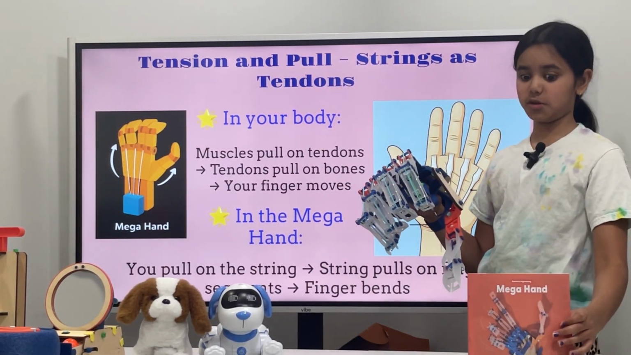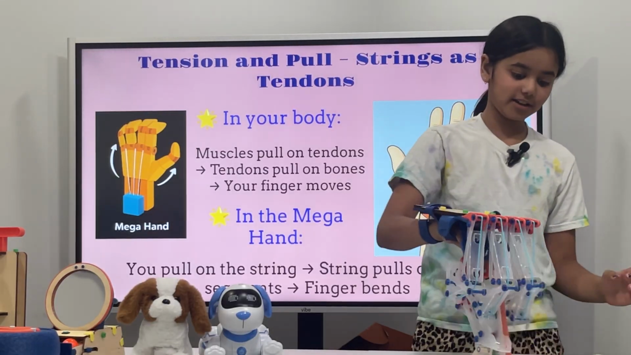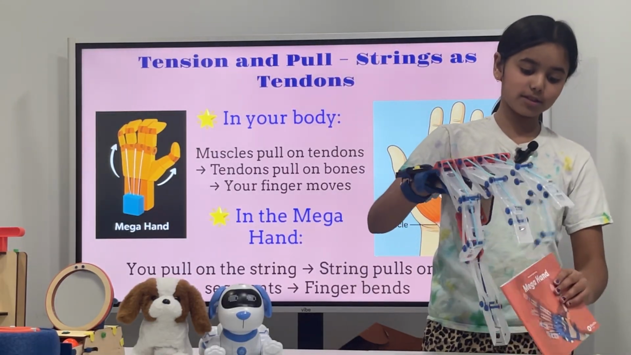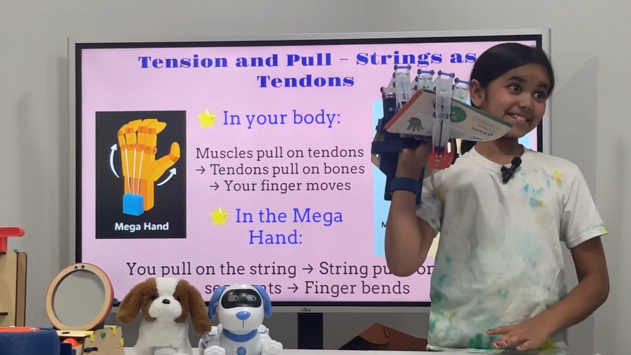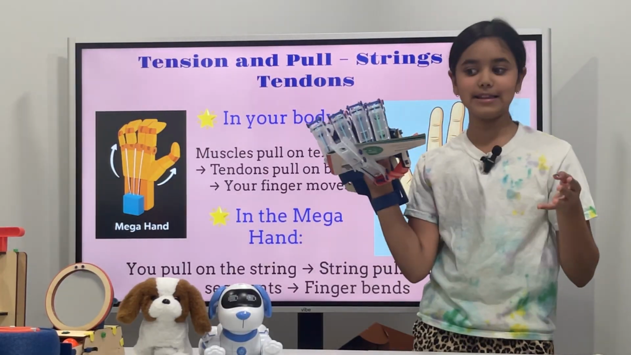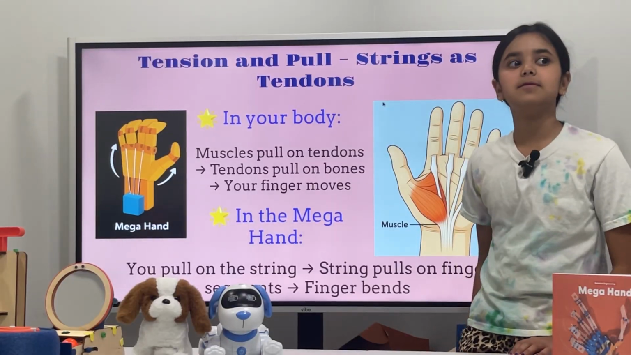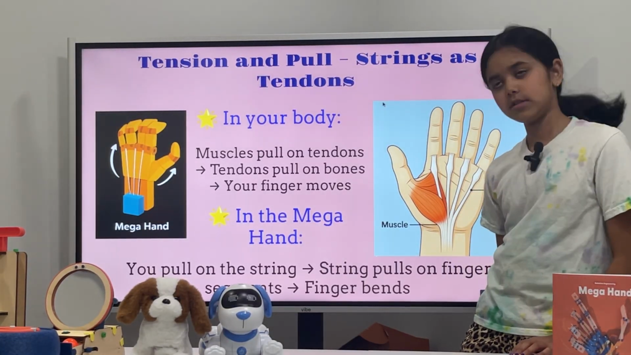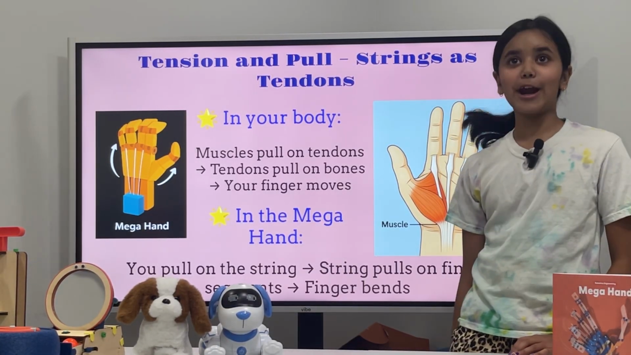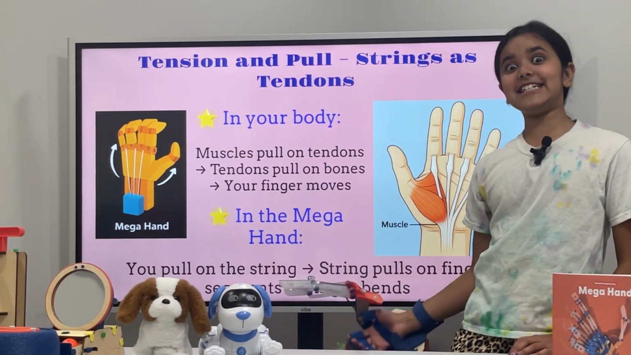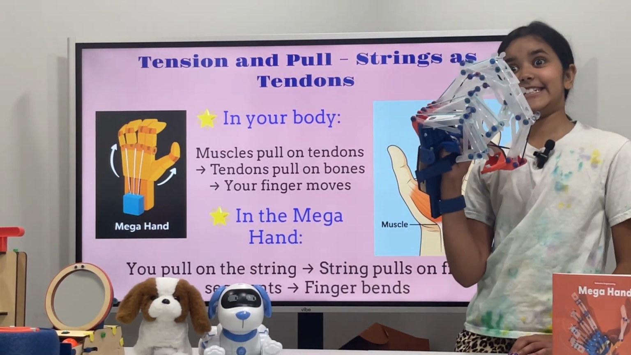By the way, guys, this book is really heavy. Maybe that's why. Oh my goodness. So cool, mega hand. Come on, you can do it. I totally didn't pick it up and put it in the mega hand, okay, guys? So you pull on the string, the string pulls on the finger segment, and then the finger bends. Once again, I said that.